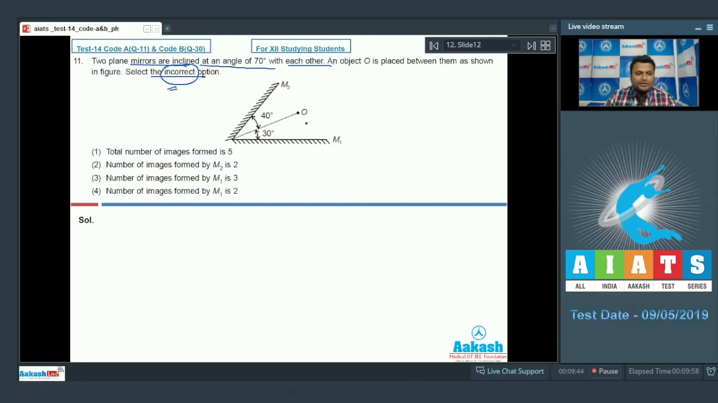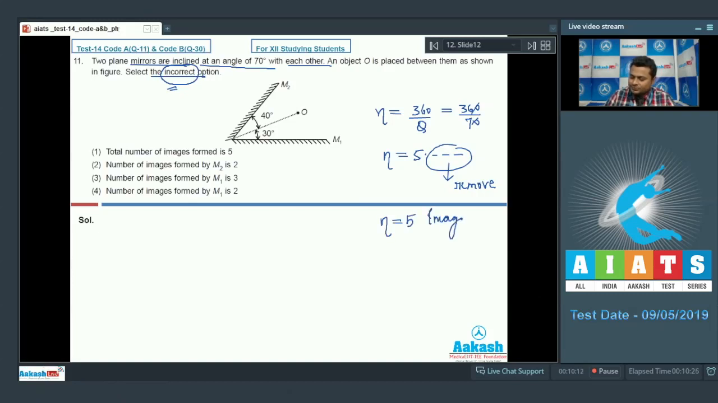So the number of images we have to calculate. N is given by 360 upon theta if the object is not kept symmetrical. So 360 upon theta, that is 70, gets you 5 point something. N equals 5 point something. We remove the fractional part and therefore we will get the total number of images as 5. Option number 1 is correct, but we have to pick the incorrect one.